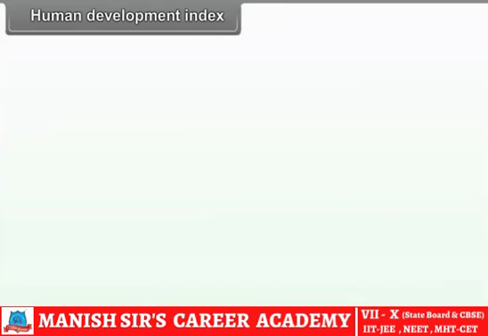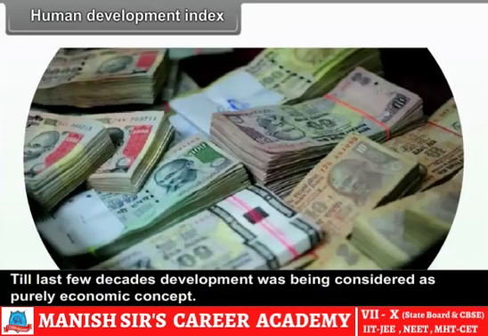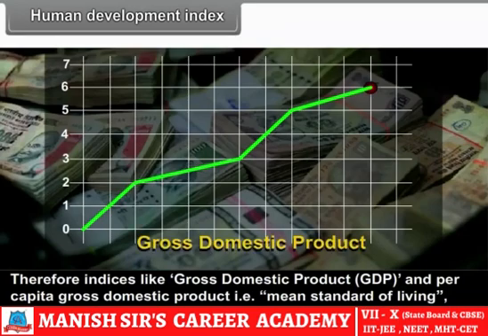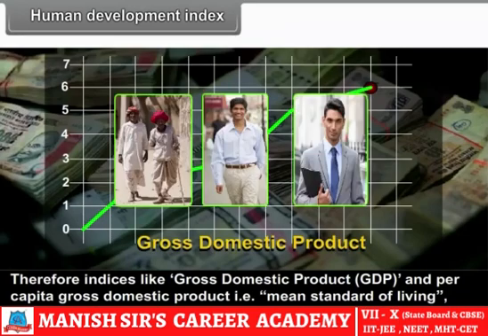8.3 Human Development Index. Till last few decades, development was being considered as purely economic concept. Therefore, indices like Gross Domestic Product (GDP) and Per Capita Gross Domestic Product, that is, mean standard of living, were given more emphasis while determining the levels of development. The thought that just the economic prosperity does not mean development has now been well accepted. This thought does not relate to the individuals but also relates to the nations.